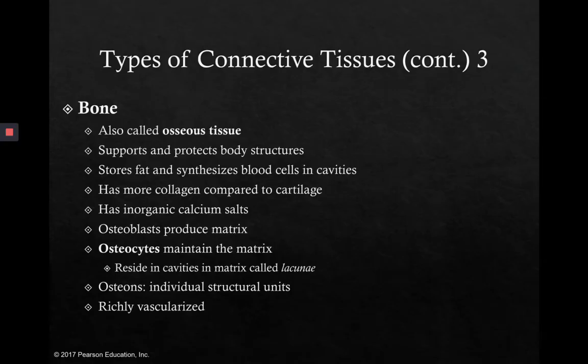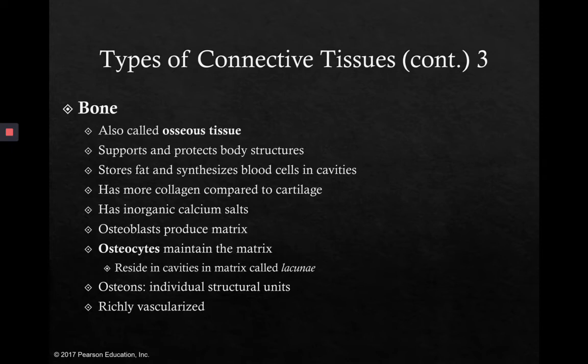Next, in our look at connective tissue, we're going to look at bone. Bone is also called osseous tissue. And osseous tissue supports and protects body structures. Think of the rib cage being able to protect things like your lungs and your heart. Inside really long bones, you have a cavity called the medullary cavity, and that stores fat. There's also red marrow areas where blood cells are synthesized.